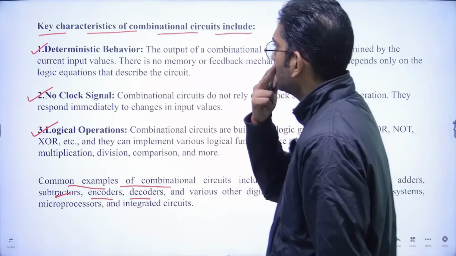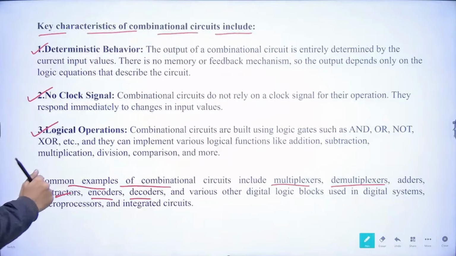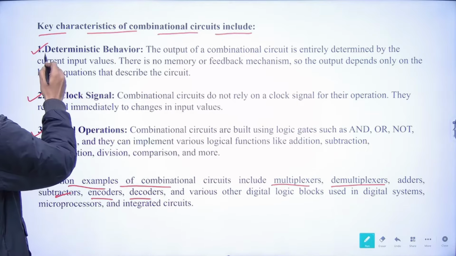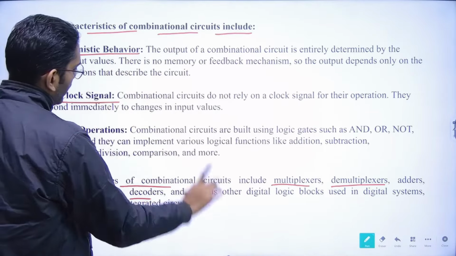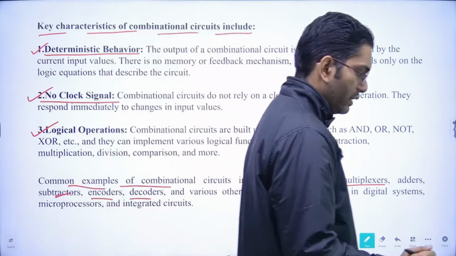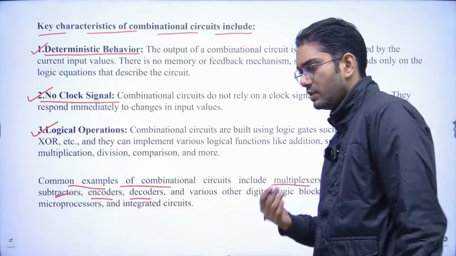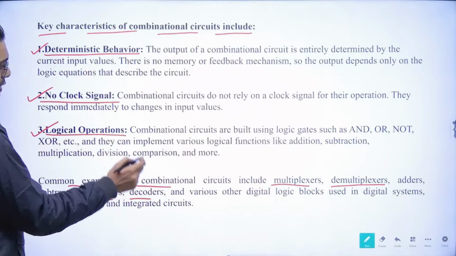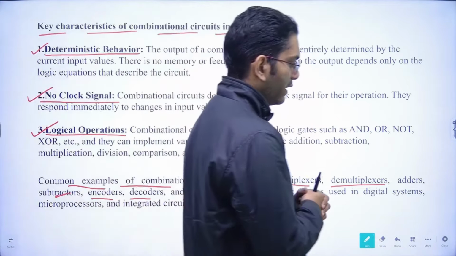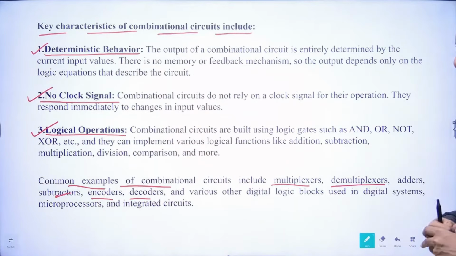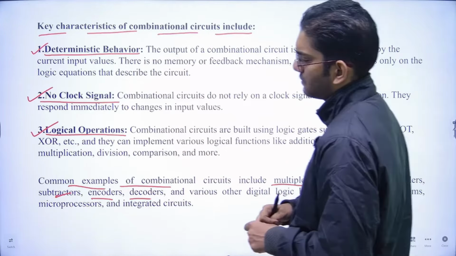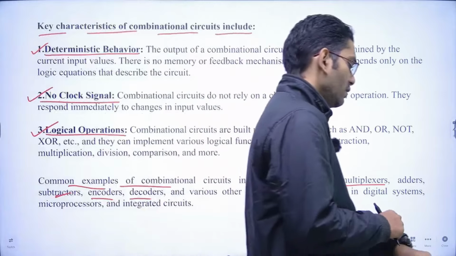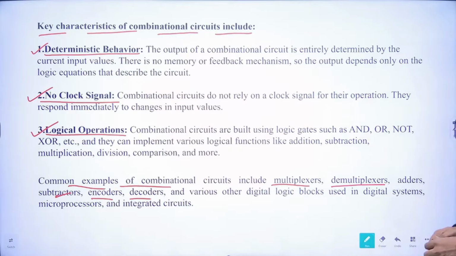So these are the basic three characteristics of combinational circuits. In summary, the three characteristics are: first, deterministic behavior; second, no clock signal is required for generating the output, and the output changes as soon as the input applied changes; and third, logical operations, meaning combinational circuits are built using logic gates and can perform various logical operations such as addition, subtraction, comparison, etc. These are the key characteristics of combinational circuits.